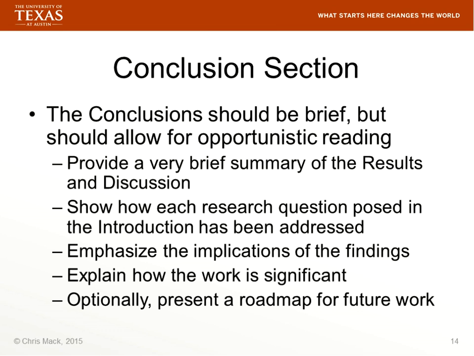And finally, the conclusions. The conclusion section, to enable opportunistic reading, should be a standalone section. Should be reasonably readable on its own. If you only read the conclusion section, you'd know a lot just from that. What should you do? First, provide a very brief summary of the results in discussion. Do not repeat results in discussion. Just quickly summarize in a sentence or two, maybe a paragraph.